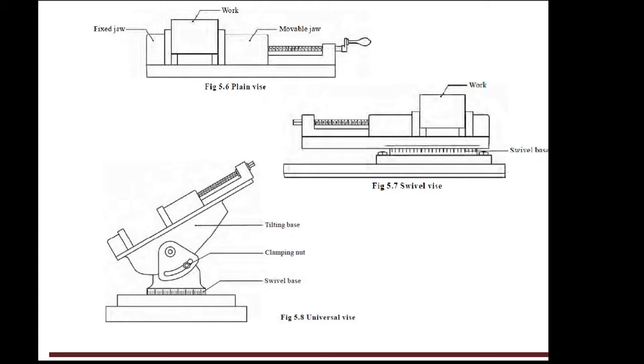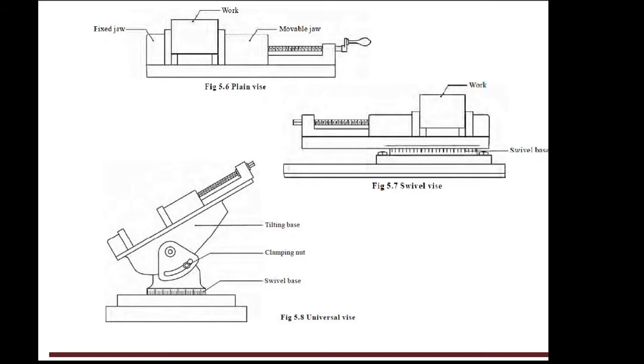In a swivel vise, there is one more option. Here the clamped workpiece can be rotated about a vertical axis. That is why a swivel base is provided in this swiveling vise. Certain angles are marked in this swivel base so that the workpiece can be rotated to the required angle.